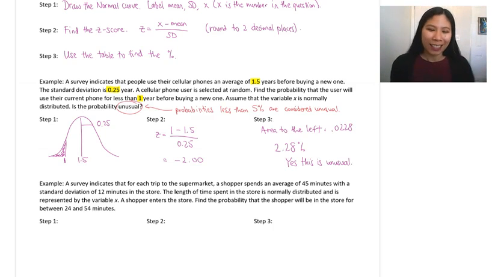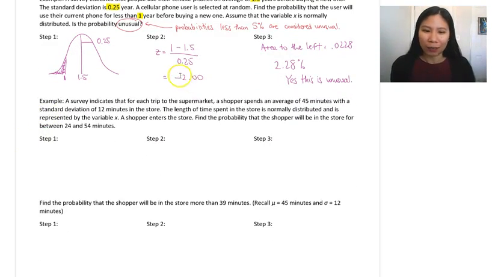Let's do this again. This time we've got a trip to the supermarket. A shopper spends an average of 45 minutes with a standard deviation of 12 minutes in the store. The length of time spent in the store is normally distributed, so draw that normal curve, and is represented by the variable x. A shopper enters the store. Find the probability that the shopper will be in the store for between 24 and 54 minutes.